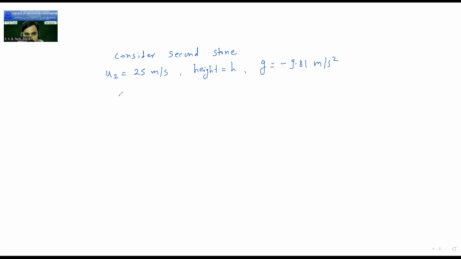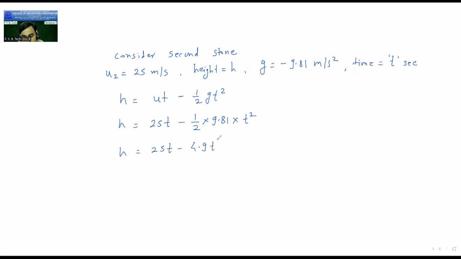So if you use the equation h is equal to ut plus half gt square, as the value of g is minus, this equation will become minus. Put the values: h is equal to 25t minus half into 9.81 into t square. Time is the same, t seconds. If you solve this, h is equal to 25t minus 4.9 t square. This is equation number 2. So put the value of h from equation 2 in equation 1.